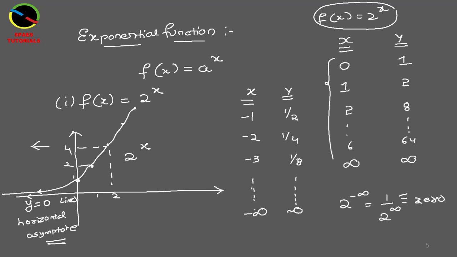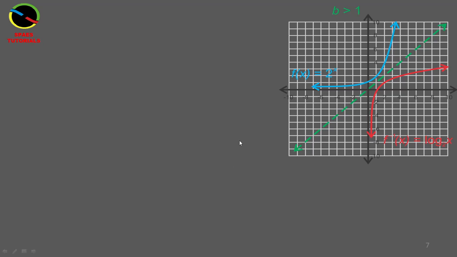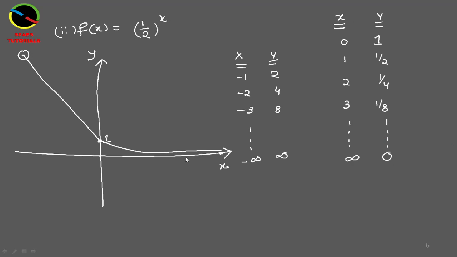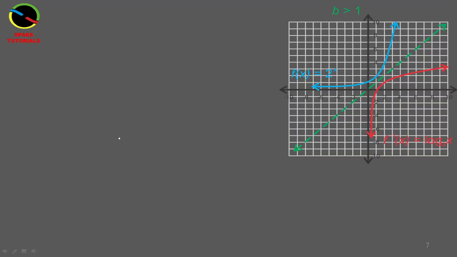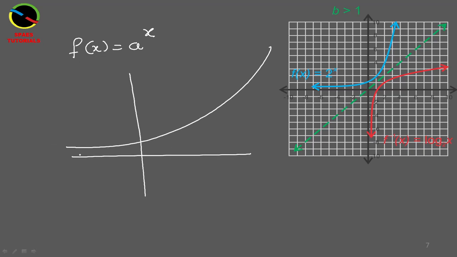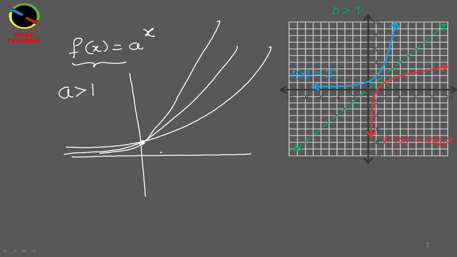So, just to generalize this, when you write f of x is equal to a power x, almost all the graphs look like this. Somehow or other, all the graphs will pass through this point. So all the graphs of f of x equal to a power x, when a is greater than 1, look almost of this shape.